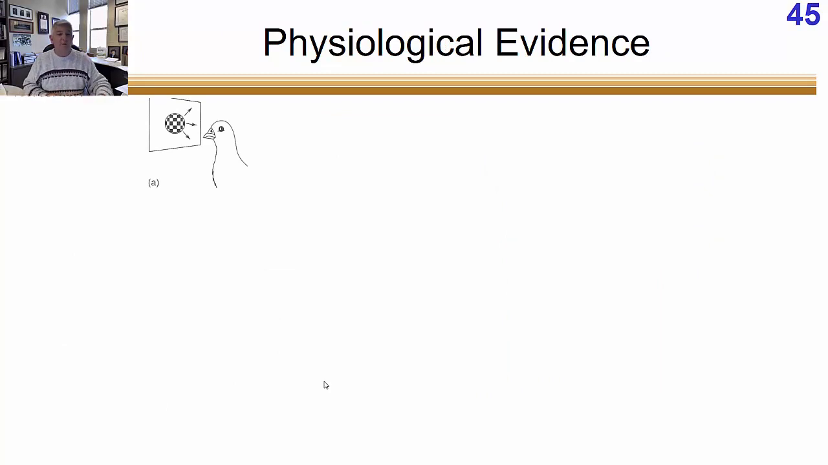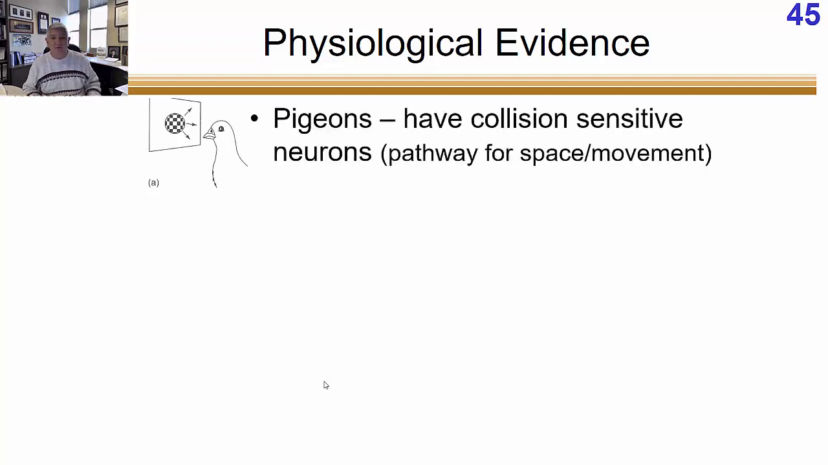All right, so this is a lot of perceptual evidence. What about physiological evidence? And it turns out, again, birds have to be very careful that they don't collide with things when they're flying. That would be fatal, right? And so pigeons actually have collision-sensitive neurons in their pathway for space and movement.